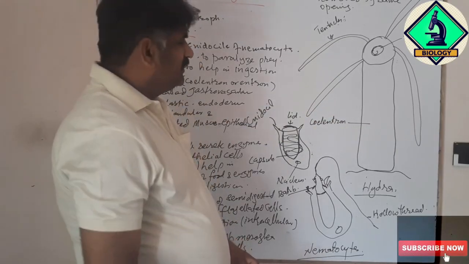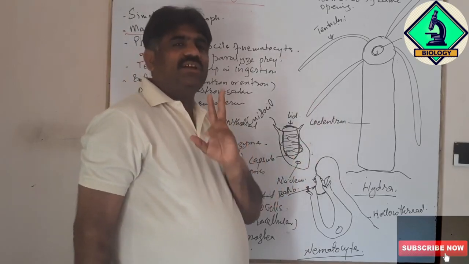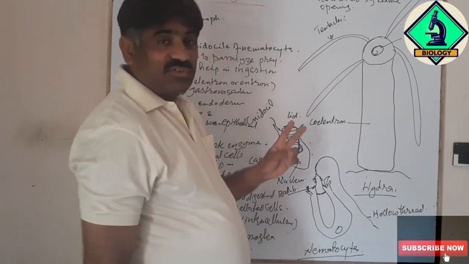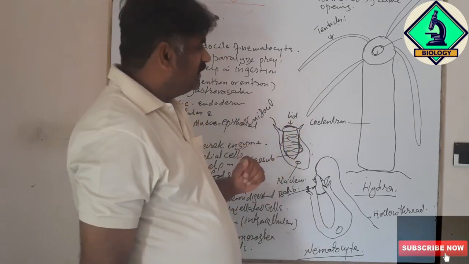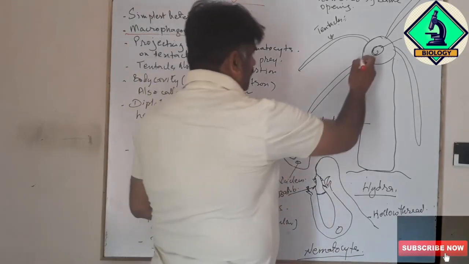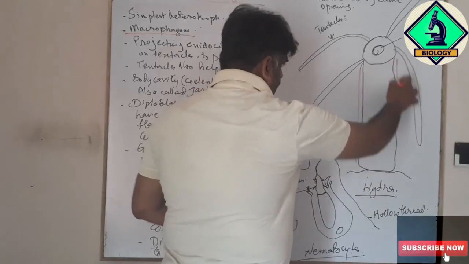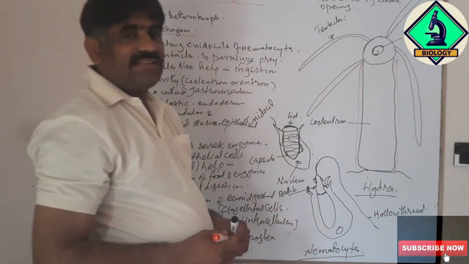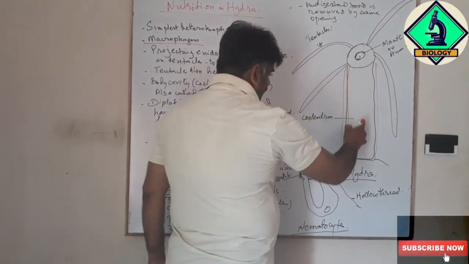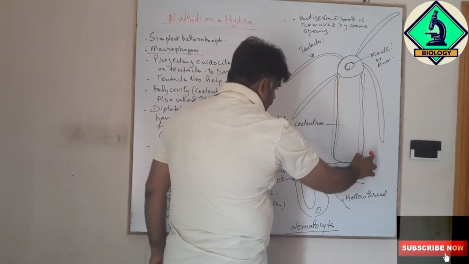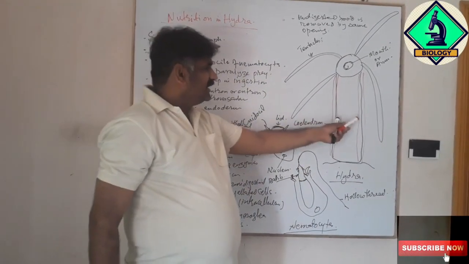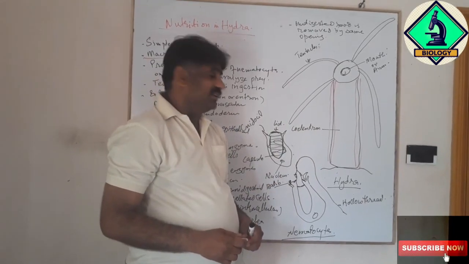Diploblastic means their body consists of only two germinal tissue layers, one ectoderm and the other endoderm. Ectoderm forms the epidermis, like this. This is the epidermis, the outermost layer of its body, and next is endoderm. Endoderm forms the gastrodermis. It is so called because its cells help in digestion. That's why this inner layer is called the gastrodermis.